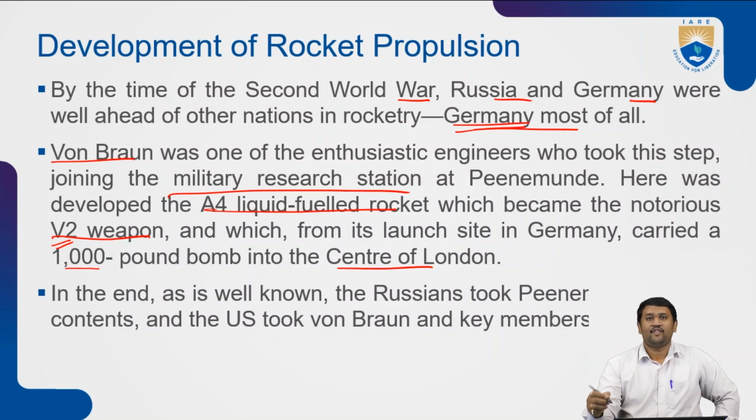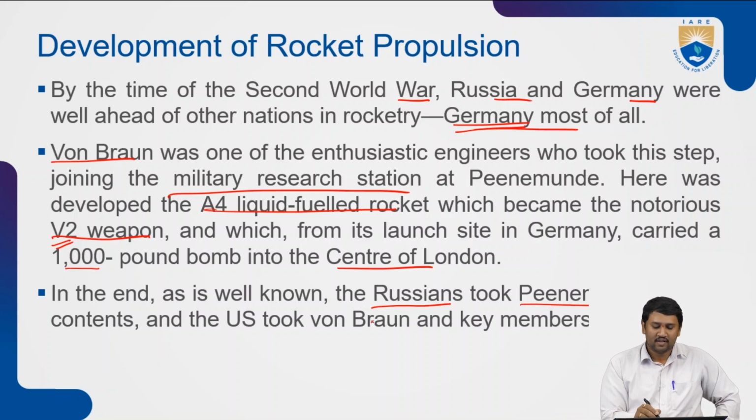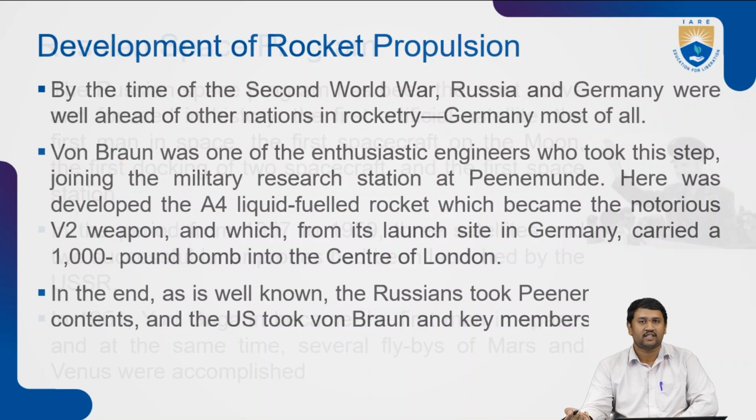And at the end, when Germany fell, the Russians and the USA in conjunction took down Germany, and the Russians took Peenemünde, which is a key site, along with the contents, infrastructure and all, whereas the USA took Von Braun and the key members to further enhance their own development of rockets.